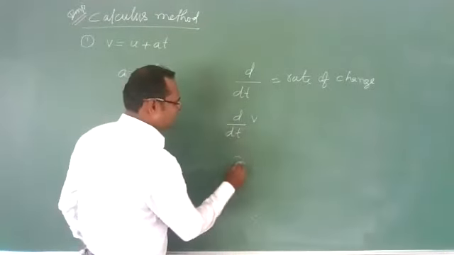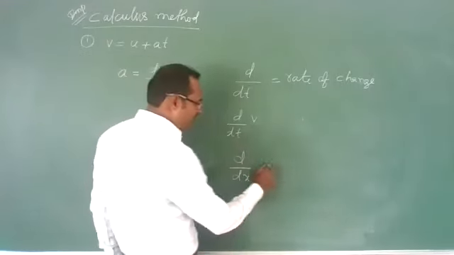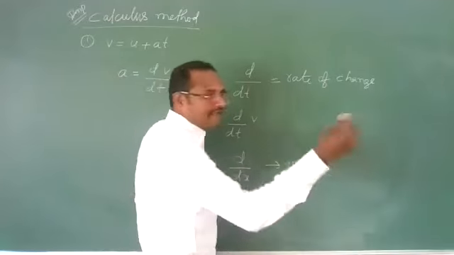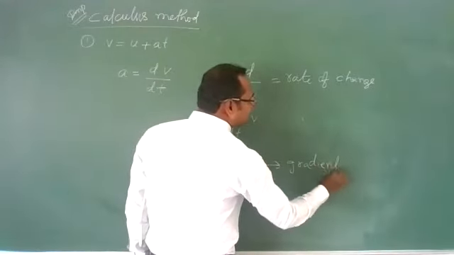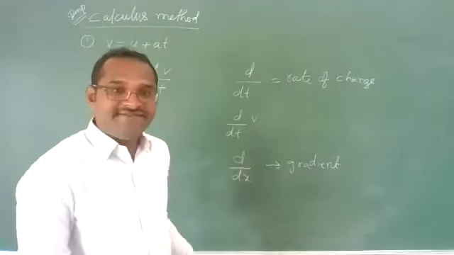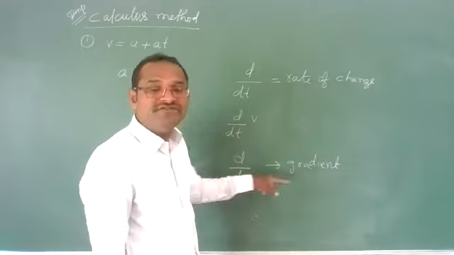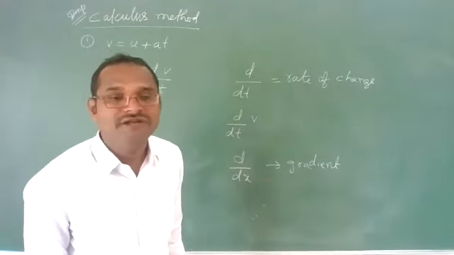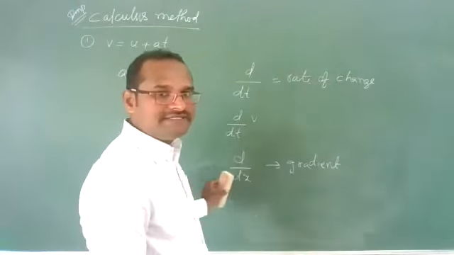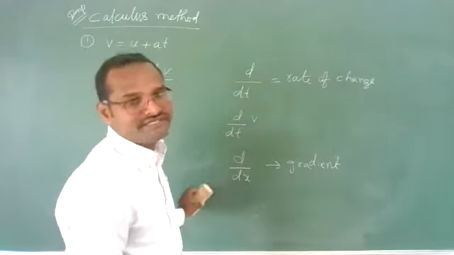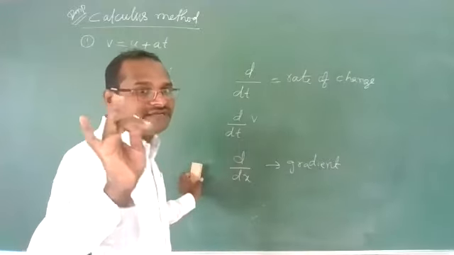And sometimes you get d by dx. This is defined as gradient. Just remember, in future chapters we will get this point as gradient. If something is changing with respect to distance, then it will be called a gradient. In the heat and temperature chapter, we will discuss this gradient. Just remember the name for now, and I will explain it at that time so that it will be clear for you.